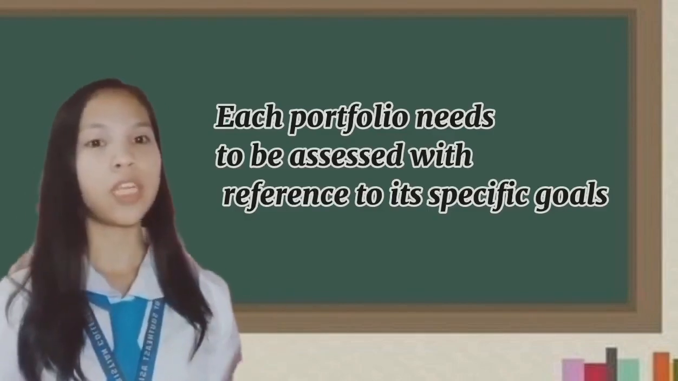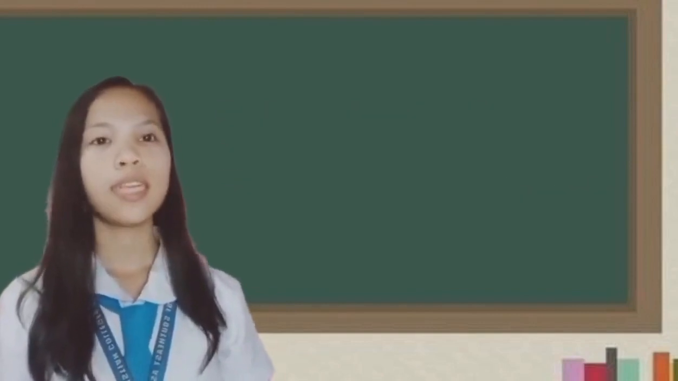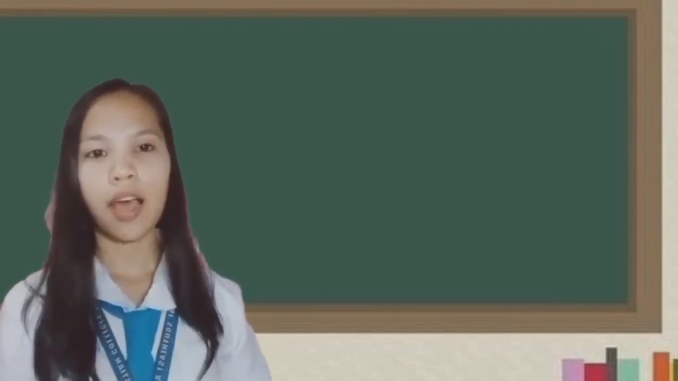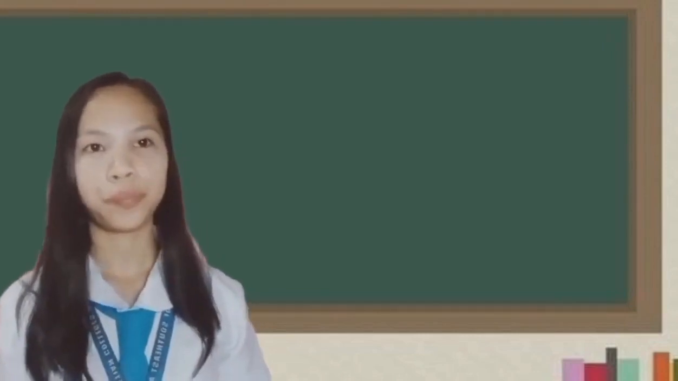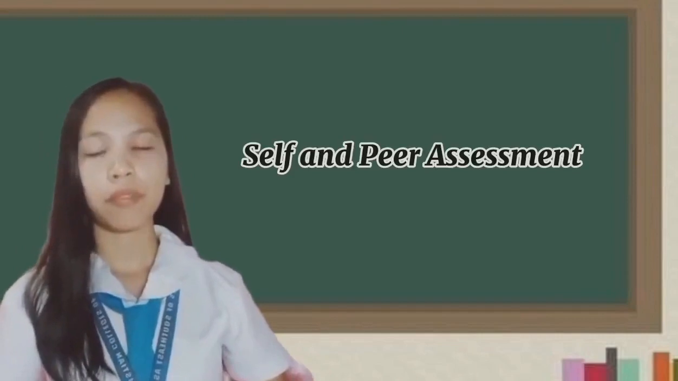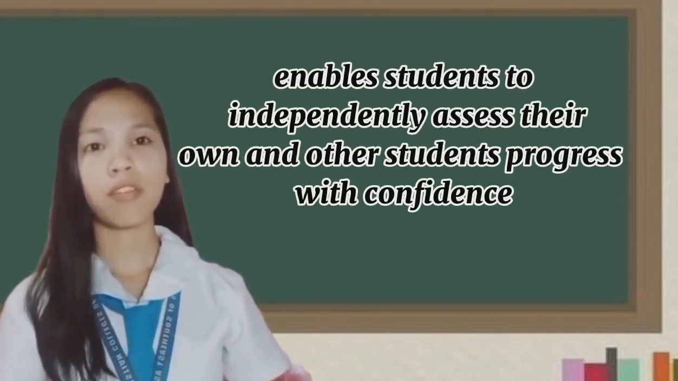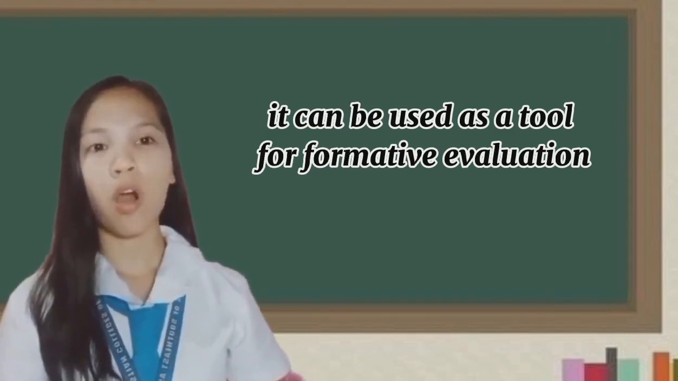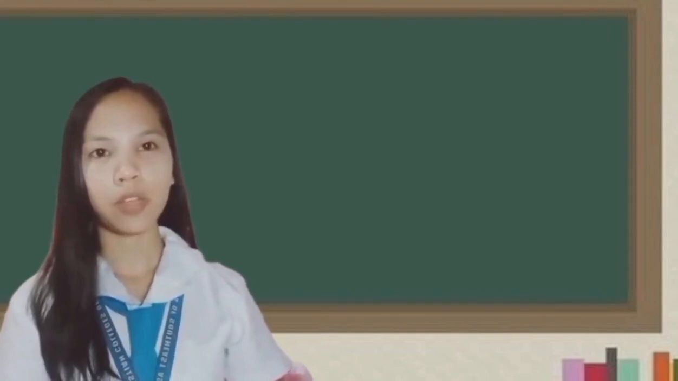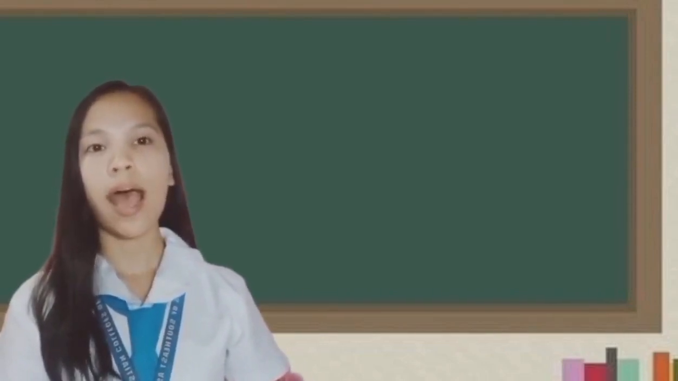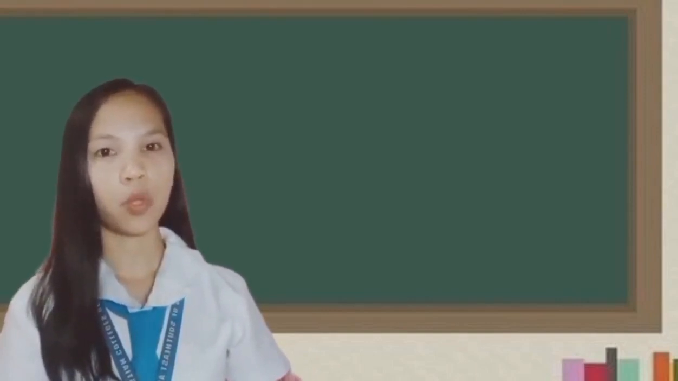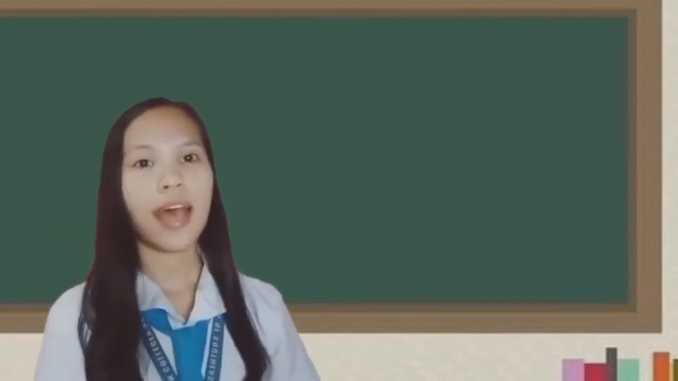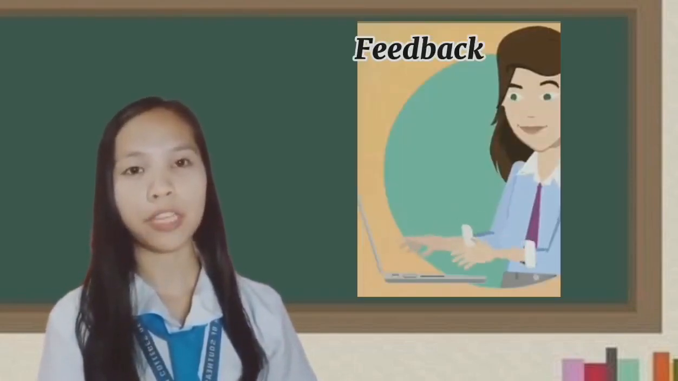First, each portfolio needs to be assessed with reference to its specific goals. Since the goals and weighting of the various portfolio components have been clearly fixed in advance, assessing the portfolio is not that difficult. Second, self and peer assessment. Self and peer assessment enables students to independently assess their own and other students' progress with confidence. It can be used as a tool for formative evaluation, with the student having to justify their grades with reference to the goals and to specific pages in the portfolio. This actually makes the teacher's job of assessing portfolios much easier. After all the efforts, the teacher will provide feedback on the portfolios.